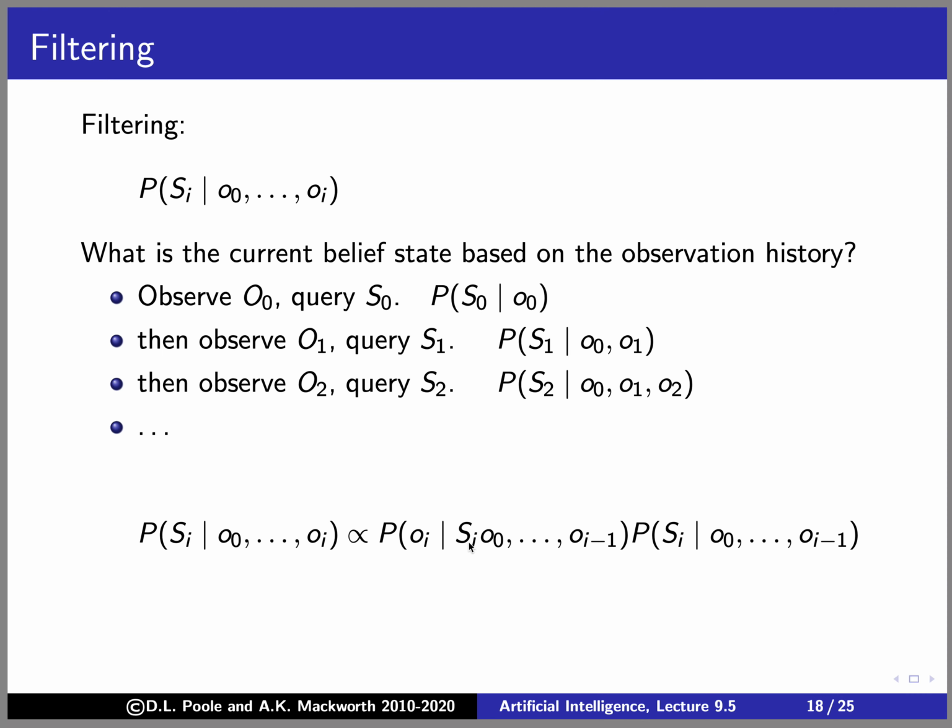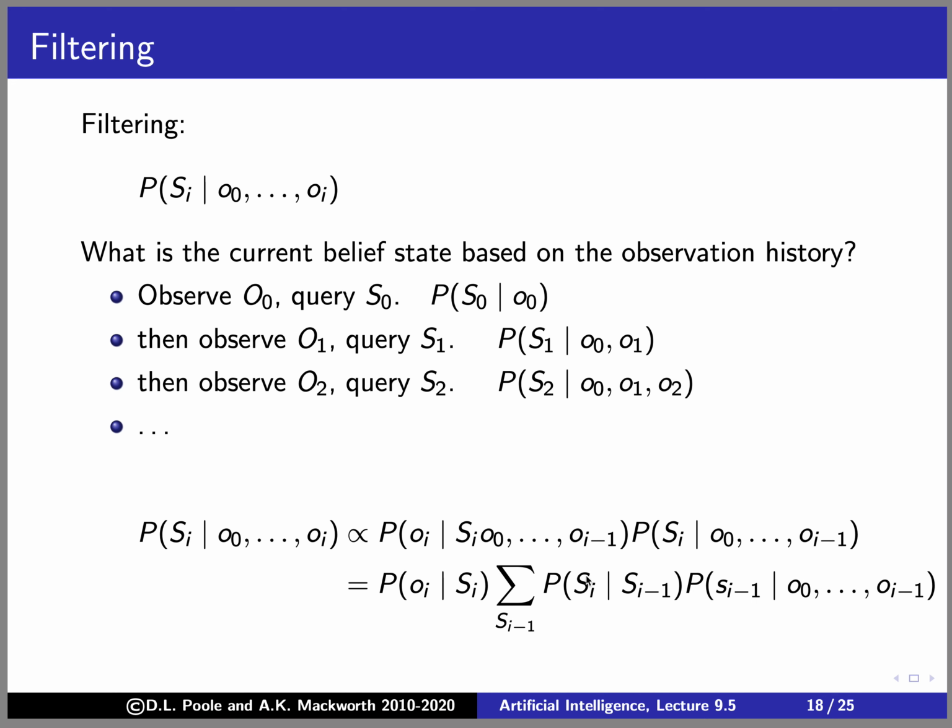It turns out that the probability of Si given O0 up to Oi is proportional to the probability of Oi given Si, times the probability of Si given O0 up to Oi minus 1. This is just Bayes' theorem; all we've done is swap Si and Oi, where the right-hand side is conditioned on O0 up to Oi minus 1. The proportionality is because we normalize at the end to create a probability. The probability of Oi given Si is one of the values we're given, because Oi only depends on Si and is independent of the previous observations.